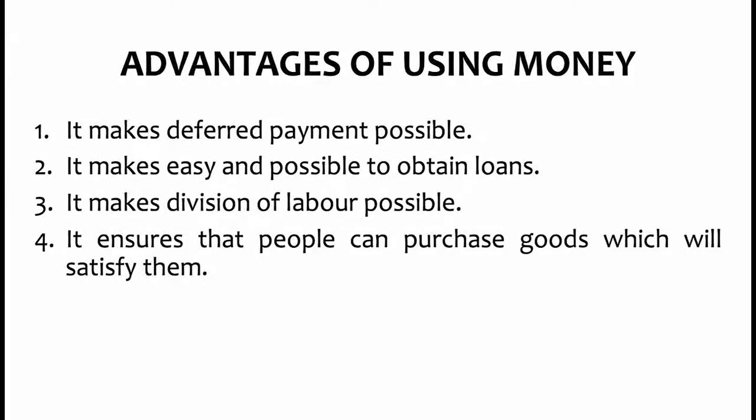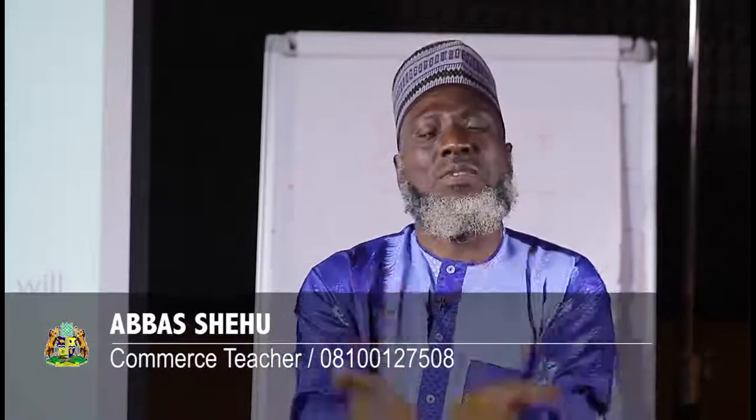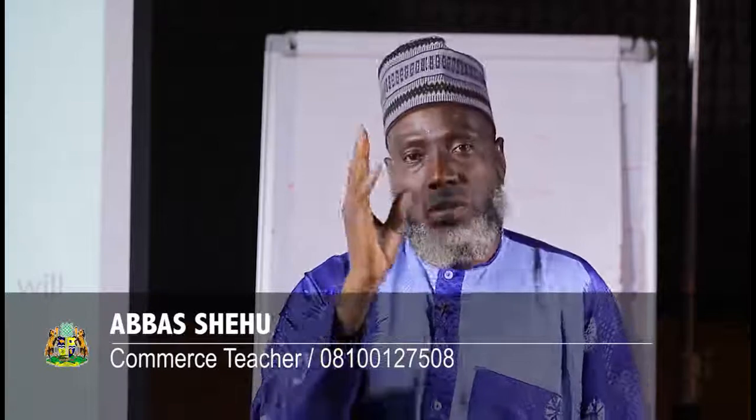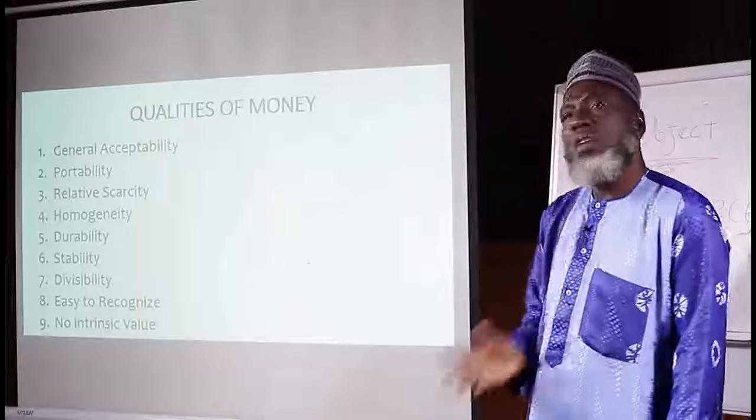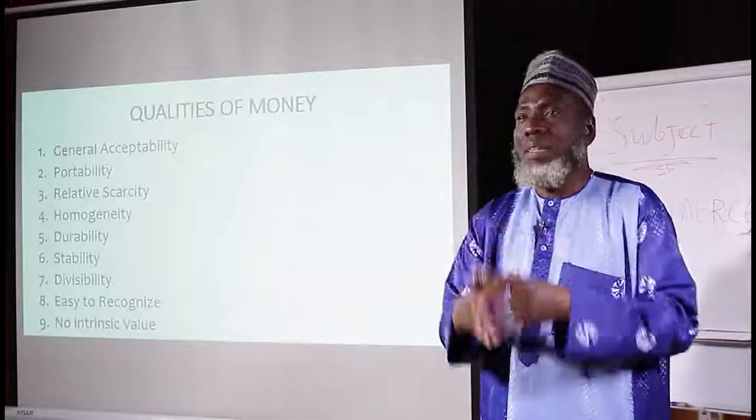Number four, it ensures that people can purchase goods which will satisfy them. You buy or purchase goods that you know will satisfy you. Because money is not easily gotten, when you get money, you use that money wisely, buy what you want to buy, and make sure that what you are buying will satisfy your wants. Now that's talking about advantages of money, we now go to qualities of money.